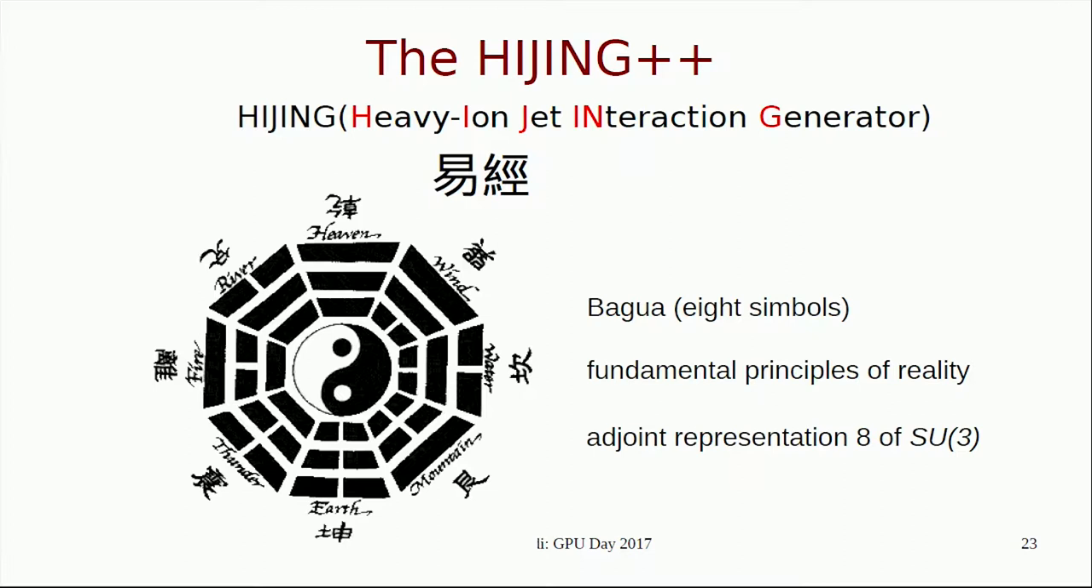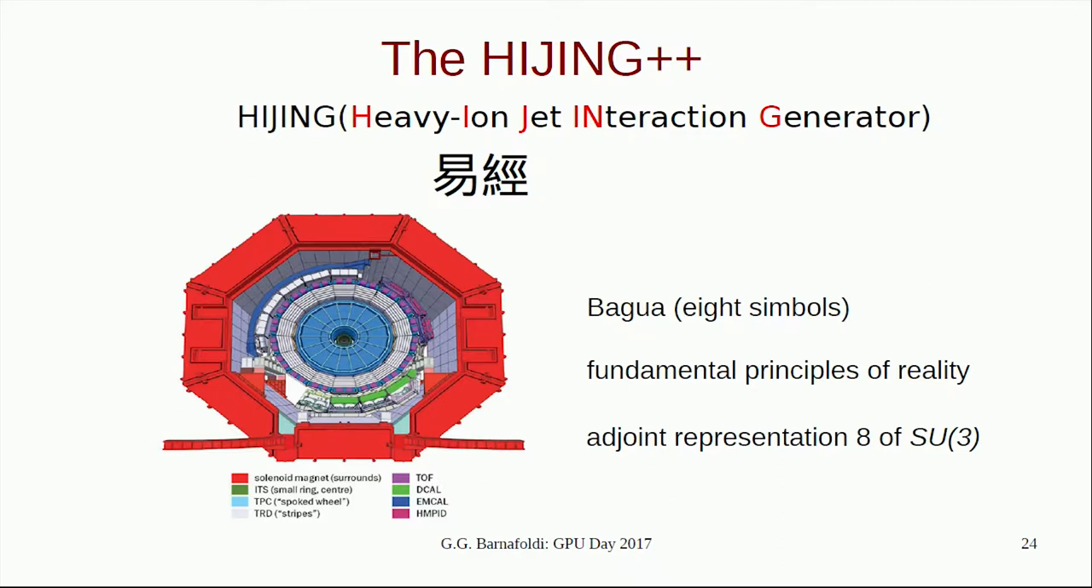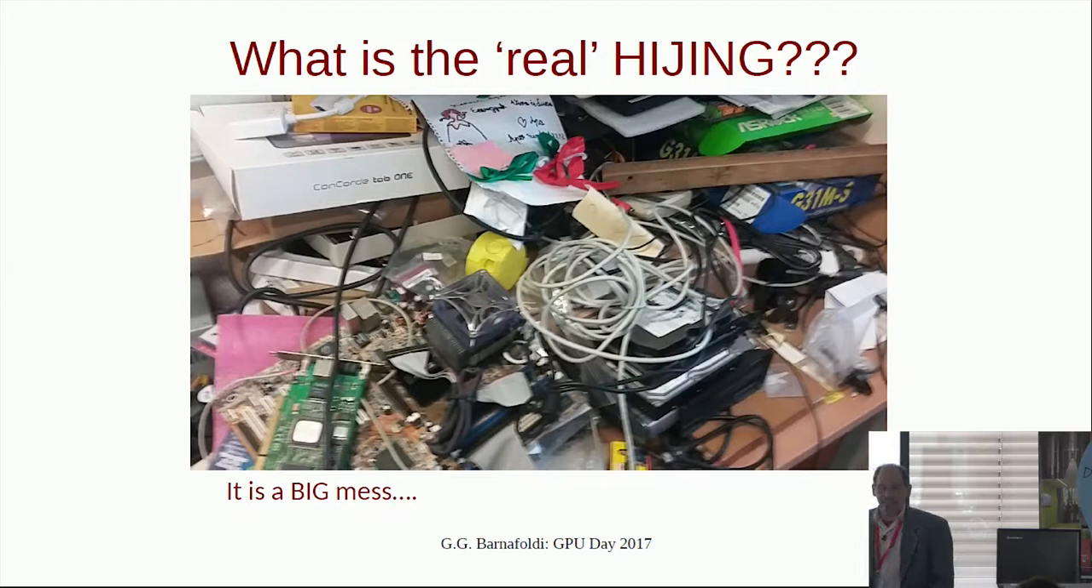And this is also connected to the adjoint representation of the SU(3) color symmetry group, which is the symmetry group of the strongly interacting matter. Also, the ALICE detector, from the size of the pipe where the particles are moving, looks like an eight-fold thing, so this is also connected to that one. But inside, it's a big mess because it contains 20 years of physics, and everybody figured out a new thing.